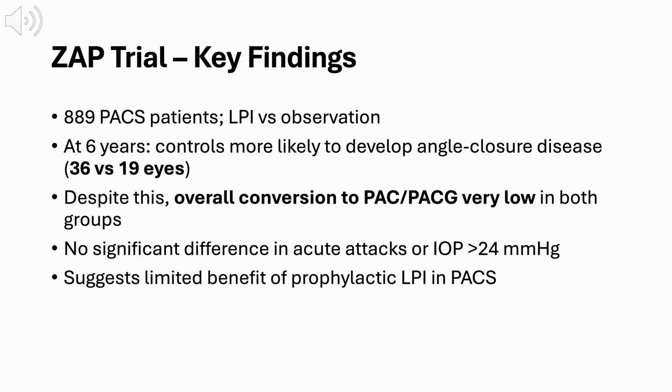But even with that difference, the absolute conversion to primary angle closure or glaucoma was extremely low in both groups. There was no meaningful difference in acute attacks or in pressures above 24. Altogether, the data point to a fairly limited role for prophylactic iridotomy in suspects, especially when the baseline risk is already low.